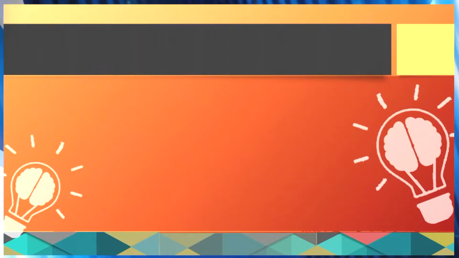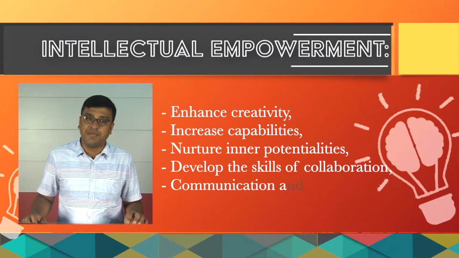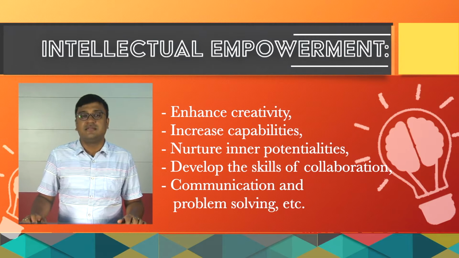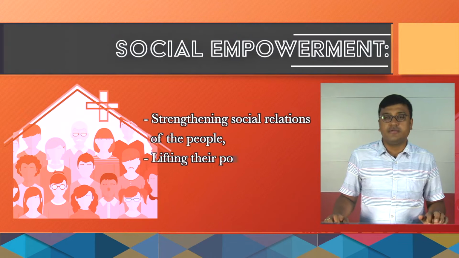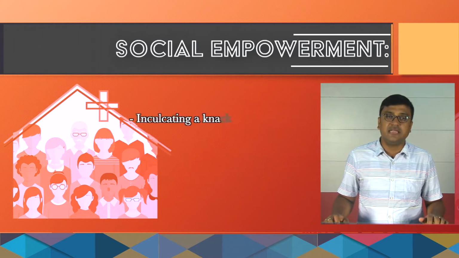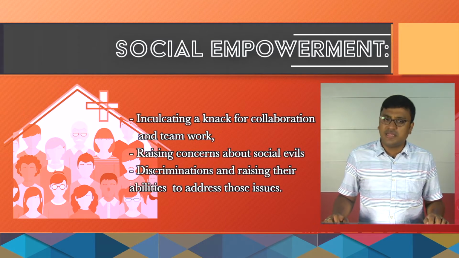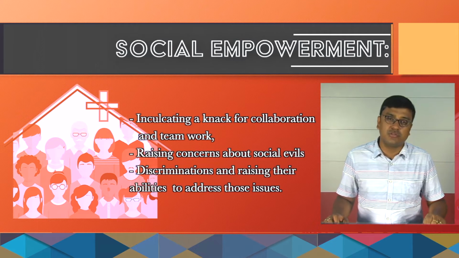Similarly, intellectual empowerment helps in the development of skills of critical thinking, reasoning, relating, judging, conceptualizing, evaluating, etc. Intellectual empowerment helps people to enhance creativity, increase capabilities, nurture inner potentialities, develop the skills of collaboration, communication, and problem solving, etc. Social empowerment instead refers to strengthening social relations of the people, lifting their position in society, developing social qualities, inculcating a knack for collaboration and teamwork, raising concerns about social evils and discriminations, and raising their abilities to address those issues.